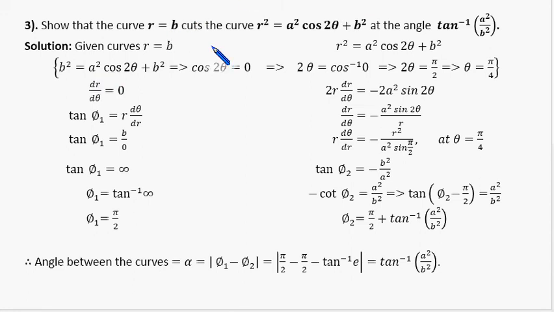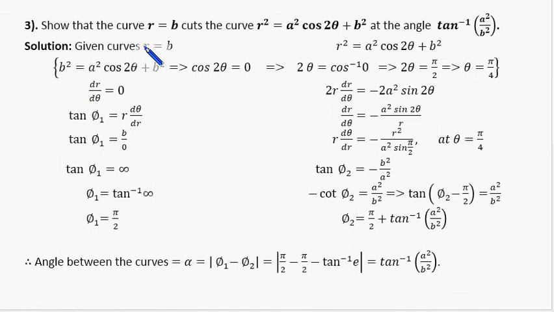Here b² = a² cos 2θ + b². The b² gets cancelled, which implies the term a² cos 2θ = 0. Since a is not equal to 0, cos 2θ = 0, which implies 2θ = cos inverse of 0. We know the value of cos inverse of 0 is pi by 2. So 2θ = pi by 2, and θ = pi by 4.